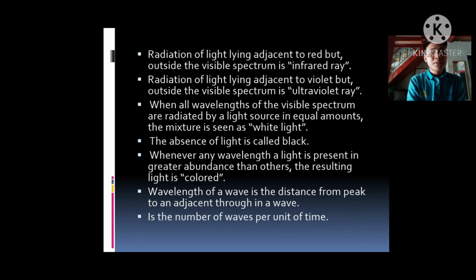Kapag ang wavelength daw ay sa wavelength of the visible spectrum and radiation light ay equal amount, ang makikita mo is the white light. The absence of light is called black. Next, whenever any wavelength of light is present in greater abundance than others, the resulting light is colored. Wavelength of a wave is the distance from peak to an adjacent trough in a wave. The last is the frequency, the number of waves per unit of time.